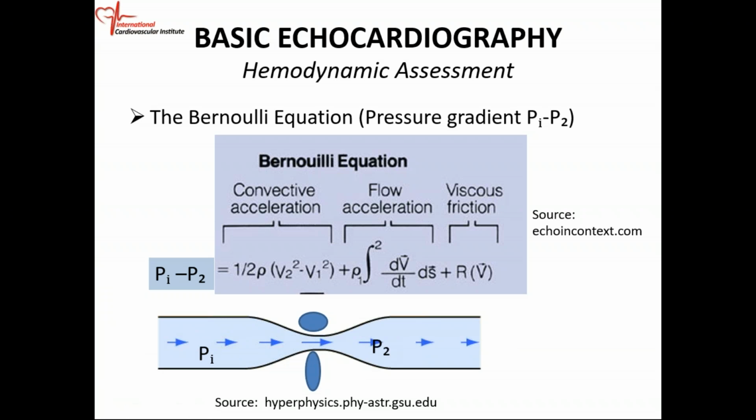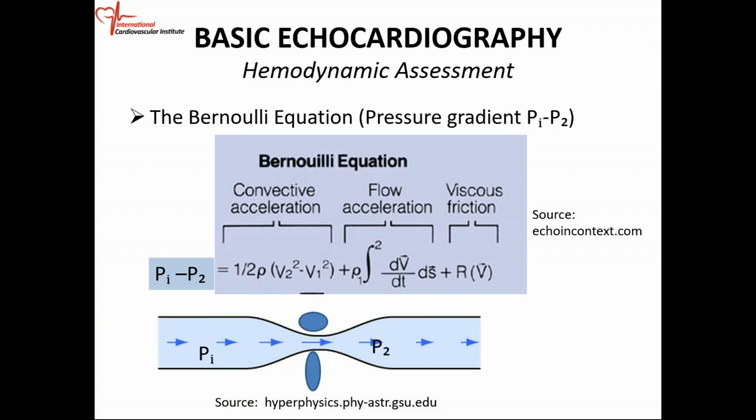So it's just all basic common sense, really. Because if P2 was greater than P1, or P2 is equal to P1, you're not going to have any movement of the fluid. What the Bernoulli equation states is that this pressure difference, which we call the gradient, is equal to something we call convective acceleration plus flow acceleration plus viscous friction.